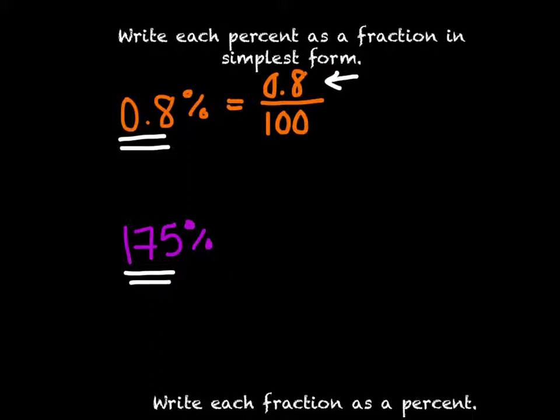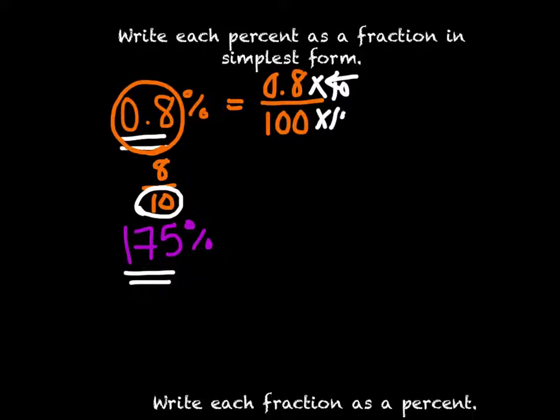So 8/10 is what we can say here. We have 0.8, which is also 8/10. So there is our new denominator. We can multiply the top part by 10 and the bottom part by 10, and we end up getting 8 over 1,000.